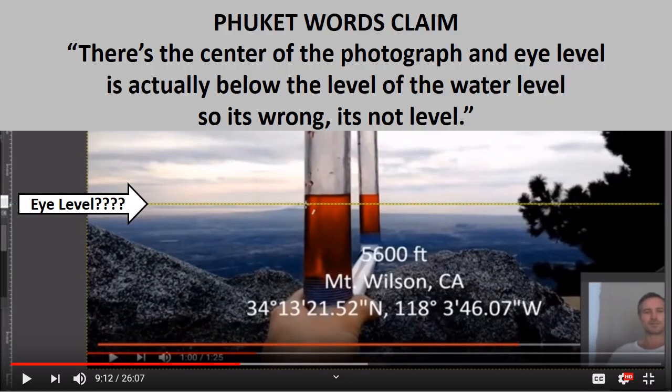So again, Phuket Word did not accept the results, and this time it's because here is the center of the photograph and eye level is actually below the water level, even though we see the water level in perfect alignment. So it's wrong, it's not level.